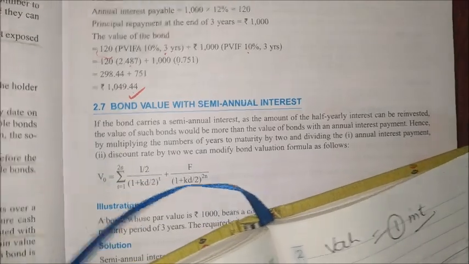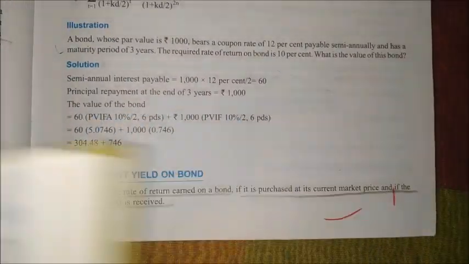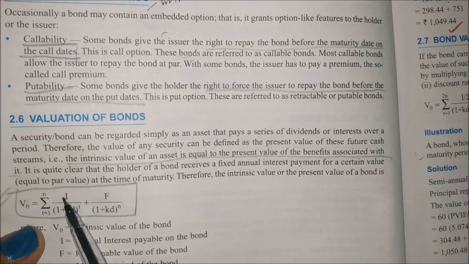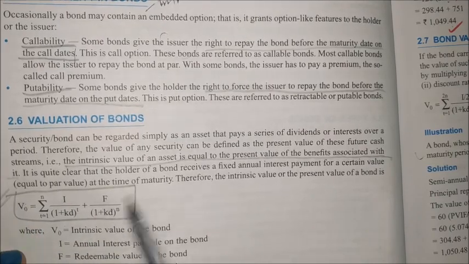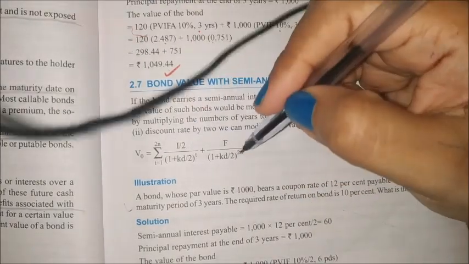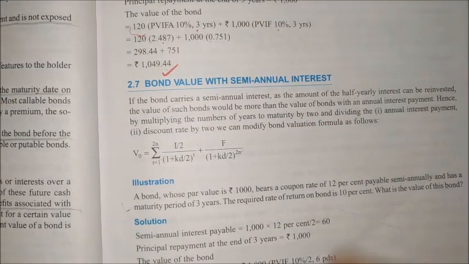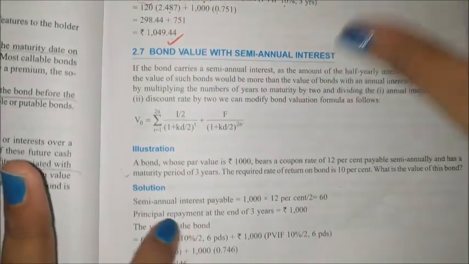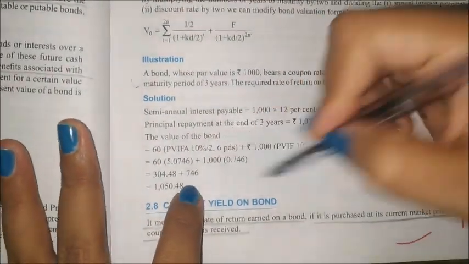Now we are going to start with the formula. They have given the formula, but we need not worry about it. V naught means value of bond, I means interest, F means face value, like I told you in part 1. Part 2 is also the same. So instead of learning this formula, I will directly go with the example. That is better for you and you will understand in a better way.